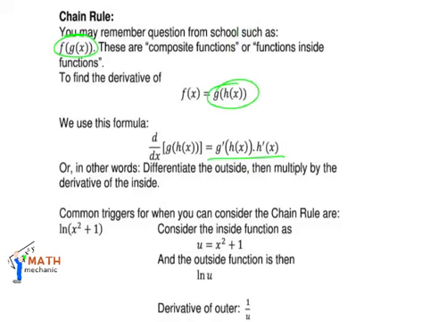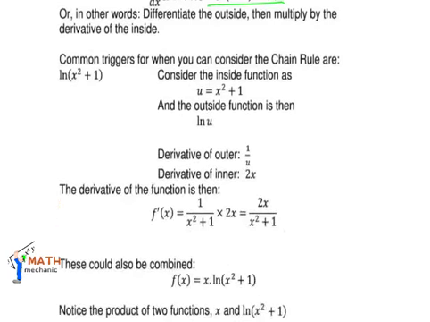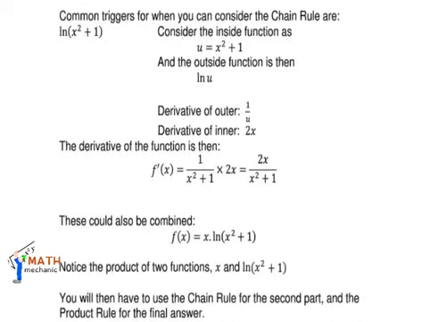Now let's just unpack this again. We've got there the derivative of g, so whatever the original function is, its derivative, and then there multiplied with the derivative of the inside function. So in other words, differentiate the outside, the g of x, then multiply by the derivative of the inside, which is h of x. And common triggers, when you can consider the chain rule, are something like that, where you've got ln, which we know is a function, and then there's a separate function inside. So let's just, again, unpack this a little bit, rather than just putting it on the table and saying that's a common trigger. Let's see what we have.